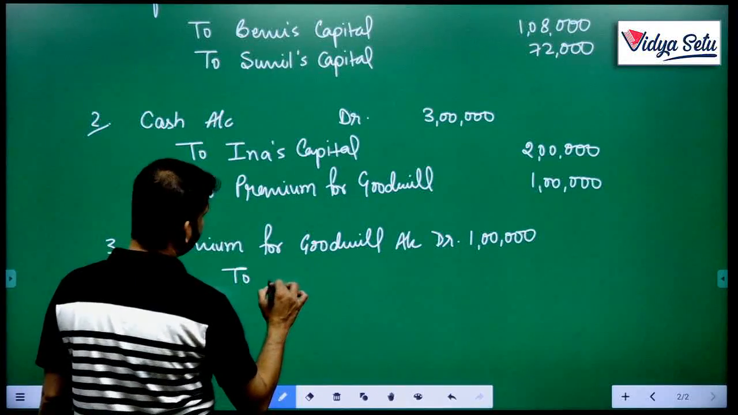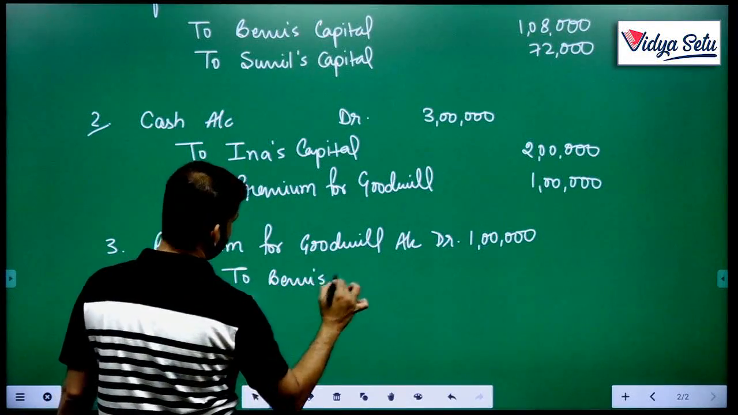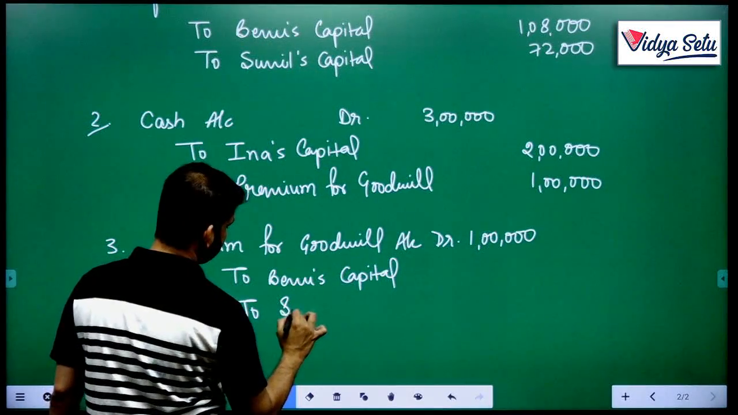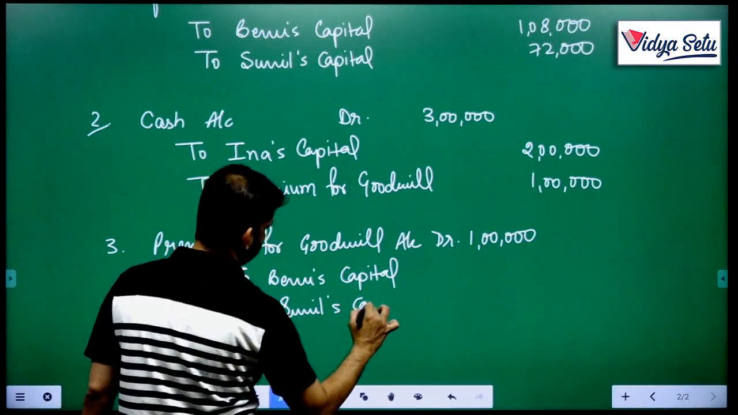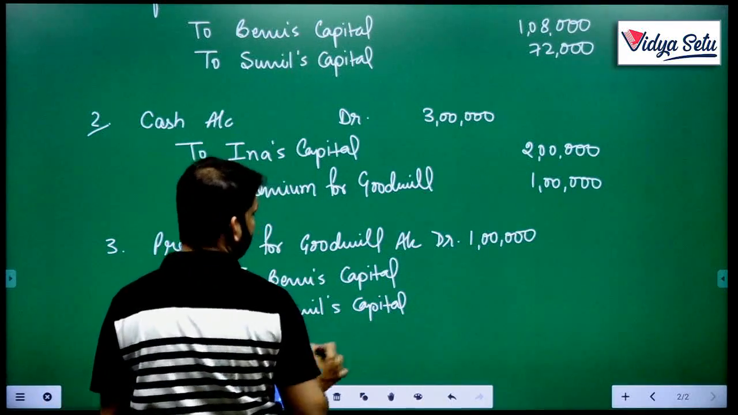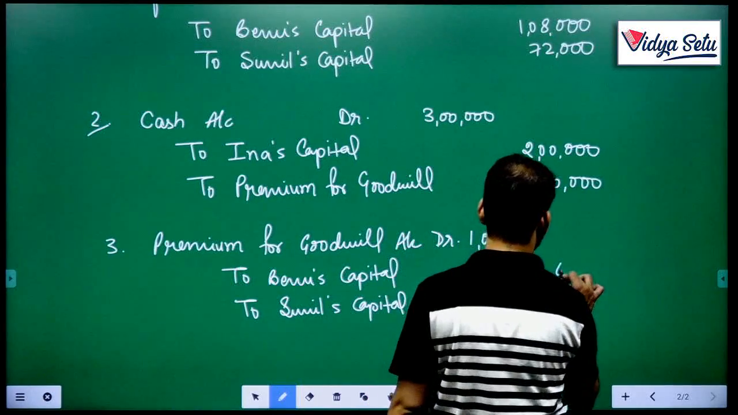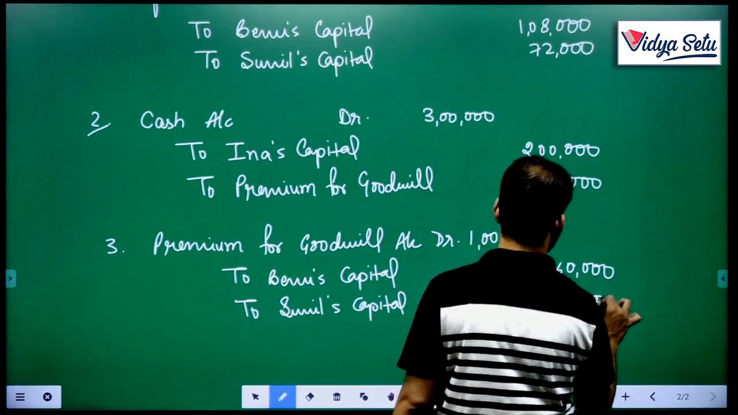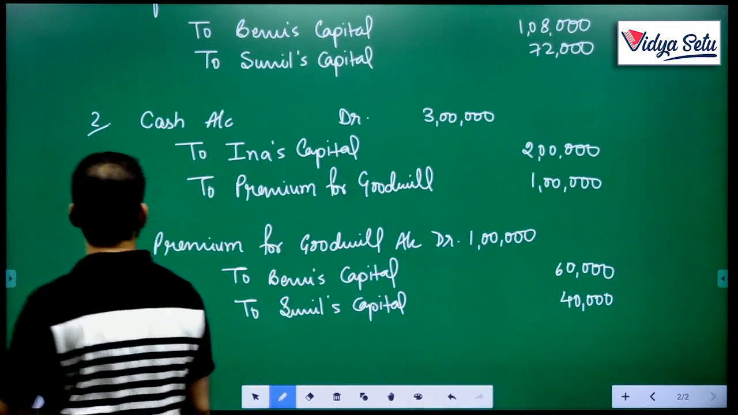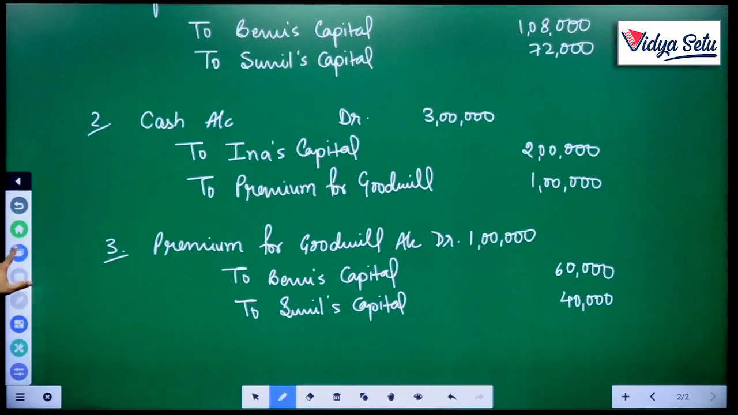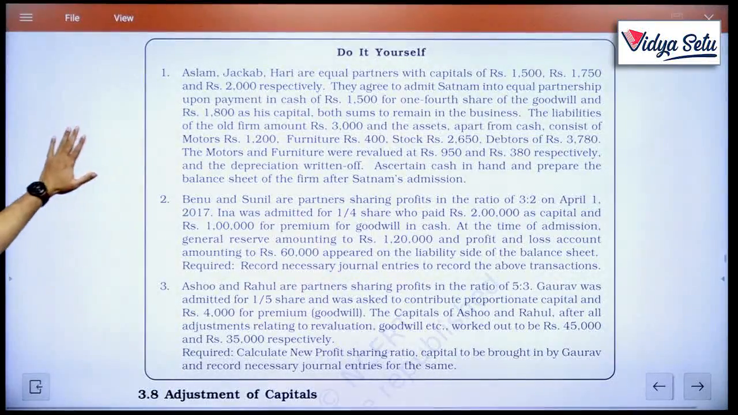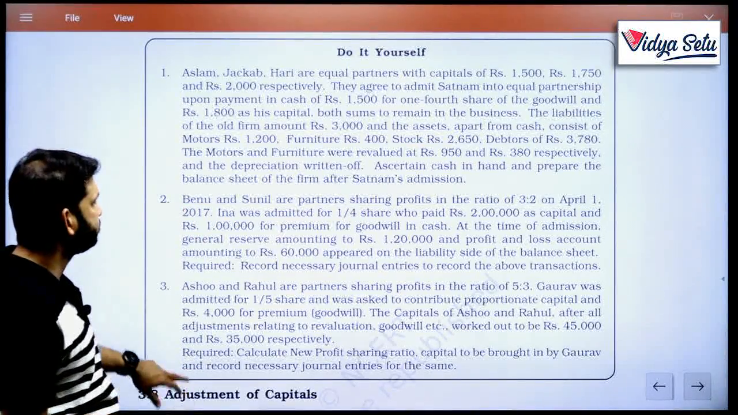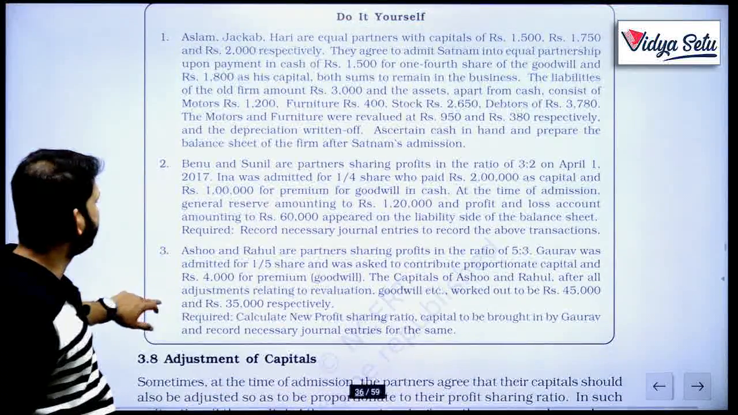To B Benu, to Sunil. Okay, 1 lakh in 3 to 2 is 60,000 and 40,000. Yes, and I believe the question is done. Is there anything else remaining? Let's check. Everything is done. So it's a very simple question. I don't know why they gave this.